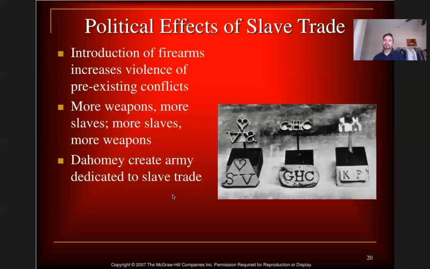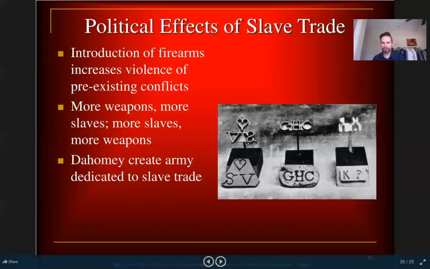So political effects of the slave trade: well, with the introduction of firearms, this increases the violence of pre-existing conflicts, so more people can die because guns are more powerful and deadly than traditional non-firearm weapons. So more weapons means more slaves. More slaves leads to even more weapons. And the Dahomey create an army dedicated to the slave trade.